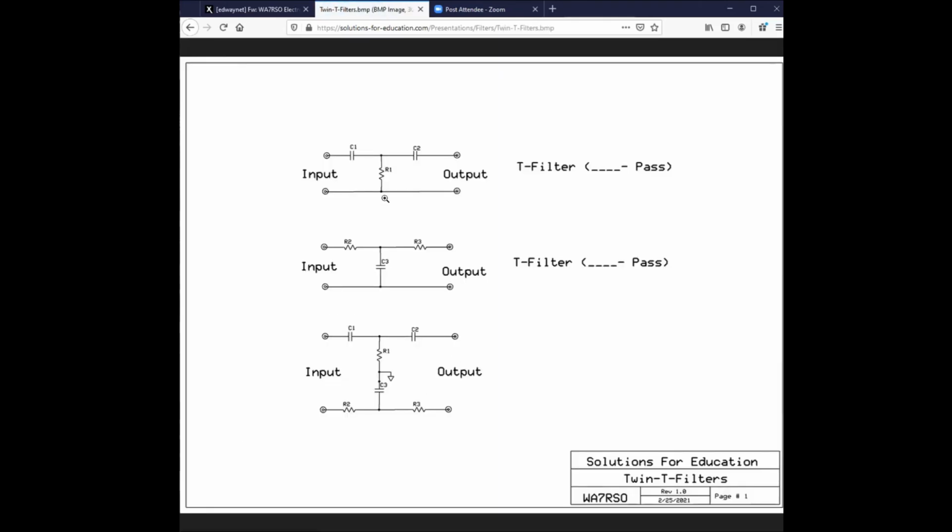Twin T circuit. Let's do this. Take a look at this. This is a high pass filter. You can see that because the frequency has to be high in order to get through. This one here is a low pass because high pass gets shorted out. What happens if you combine these two together into one circuit? Here's your high pass, here's a low pass. What you have done is you have created a bandpass filter.